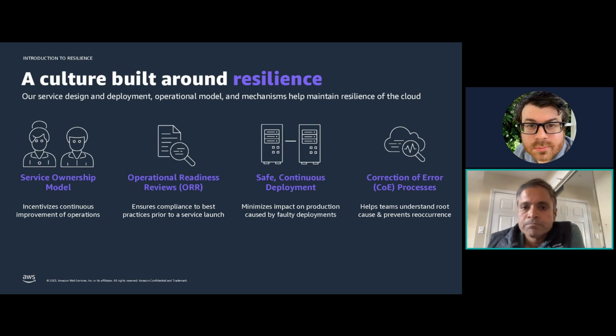as any open issues. And when AWS deploys software for updates or rolls out a new service, we use safe continuous deployment pipelines, building automated deployment safety into the release process by using extensive pre-production testing, automatic rollbacks, and staggered production deployments. This lets us minimize the potential impact on production caused by faulty deployments.